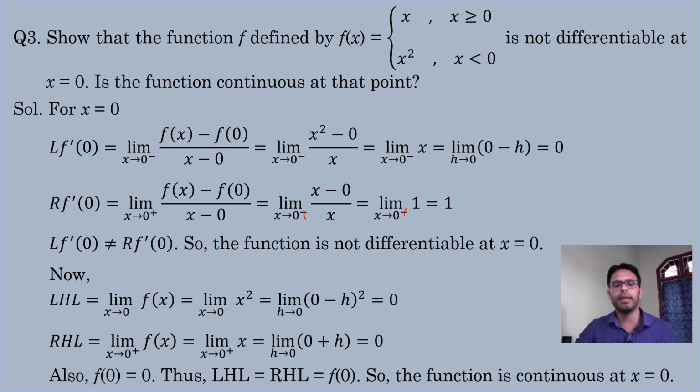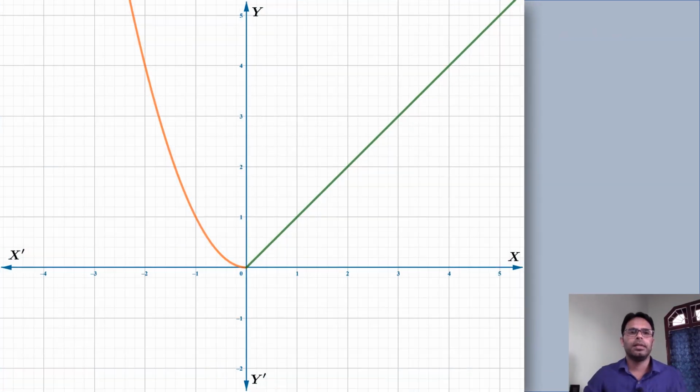So you may see the graph of this function also. This is your graph, and at this point you see the function is continuous, but here we have a sharp turn. It is smoothly turned like this, and from here it is sharply turned, so at the point 0 it is not differentiable but it is continuous.